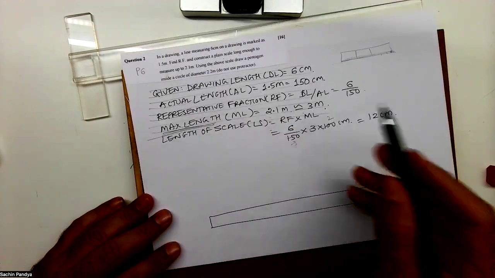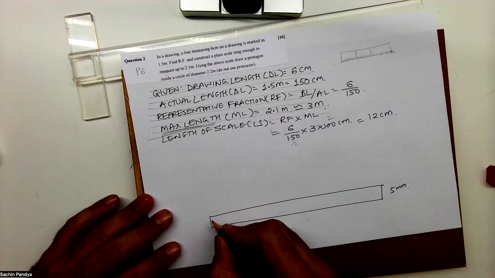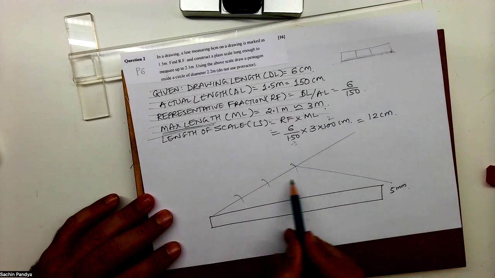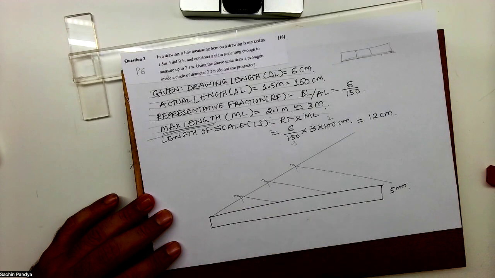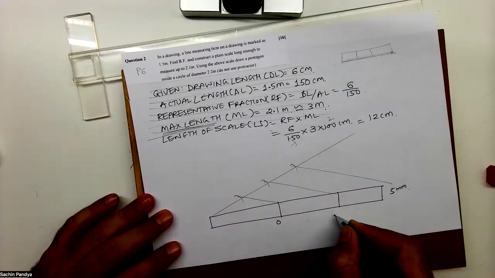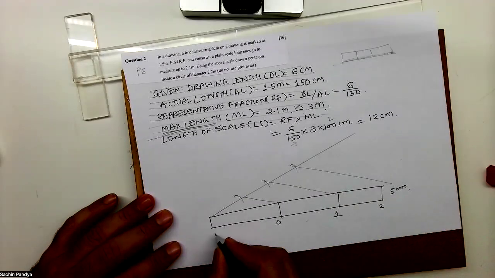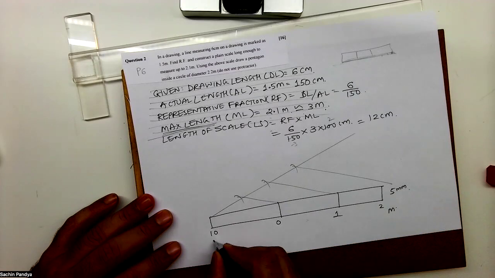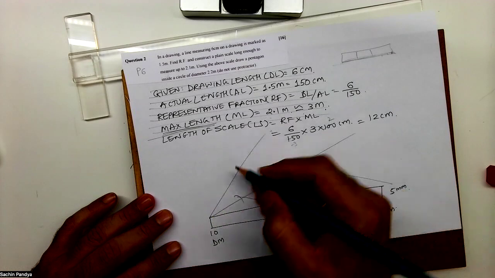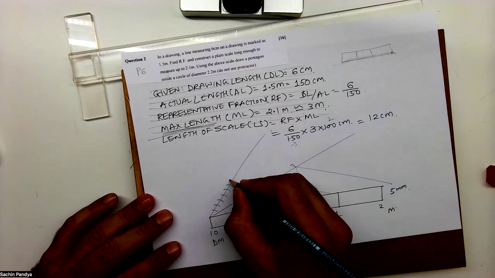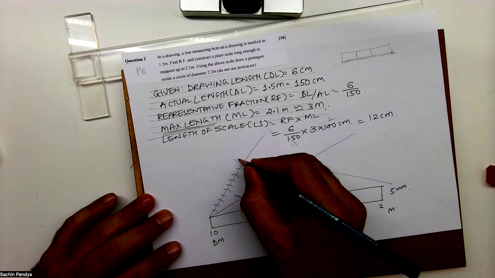Now I have to divide this into how many parts? 3 parts. 1, 2, 3. 0, 1, 2. It's 10. This is what? Meter. This is decimeter. We'll divide the first block into how many parts? 10 parts. 1, 2, 3, 4, 5, 6, 7, 8, 9, 10.